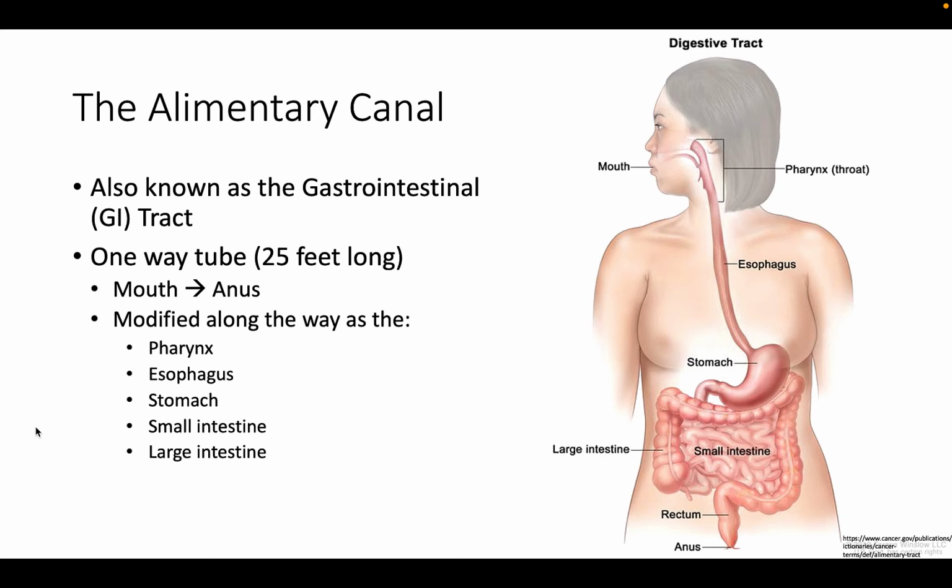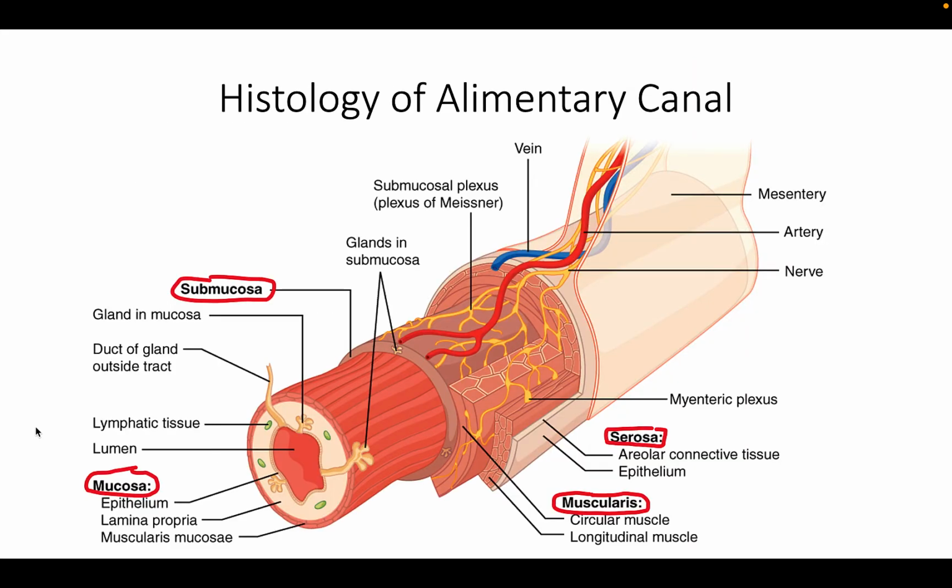But before we get to those categories, we need to talk about the histology of this alimentary canal. Throughout its length, it is composed of the same four tissue layers. The details of their structural arrangements vary based on the functions of the modifications throughout the pathway. So starting from the lumen and moving outwards, these layers are the mucosa, the submucosa, the muscularis, and the serosa, which is continuous with the mesentery.